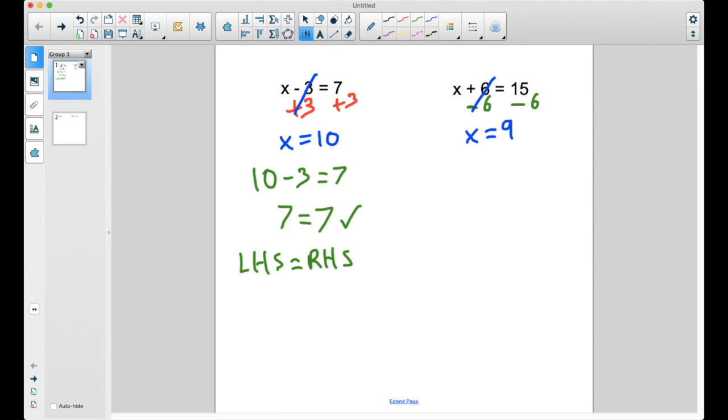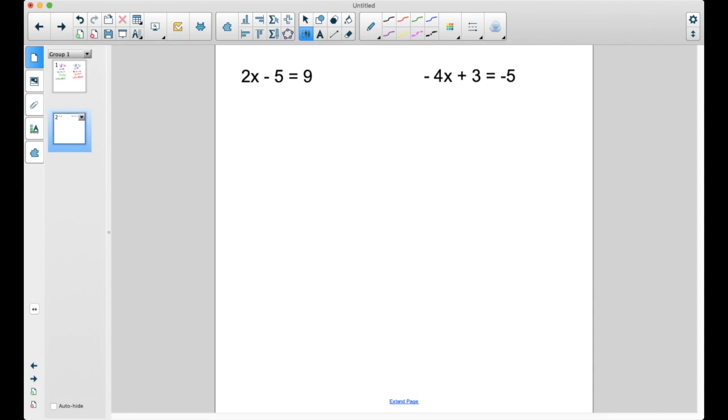I can check my answer once again by substituting that value of x back into my original equation, which gives me 9 plus 6 is equal to 15, which gives me 15 is equal to 15. So once again, the left-hand side is equal to the right-hand side. Let's try a couple of more complicated examples. Here we've got 2x minus 5 is equal to 9. We want to get the x by itself.